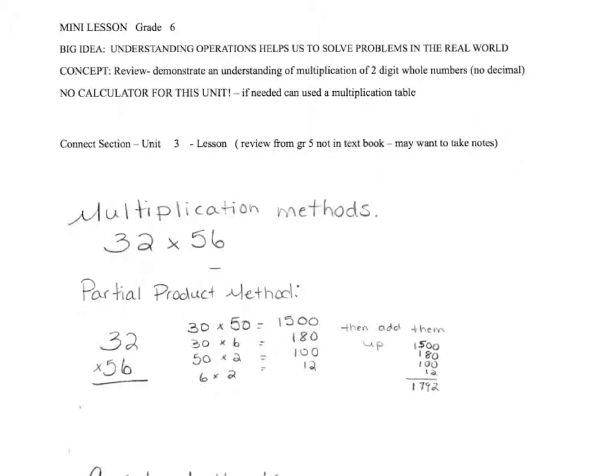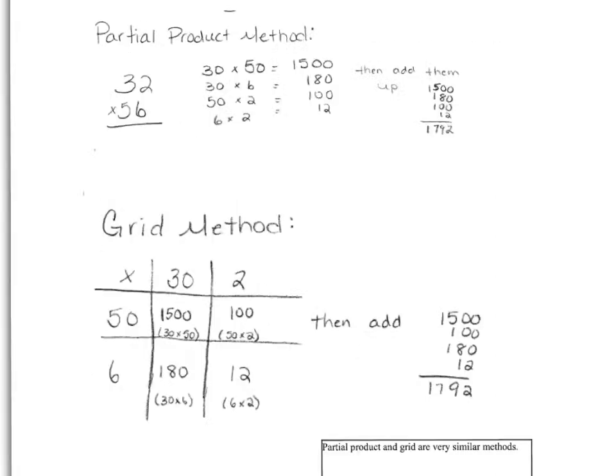All right, we're going to start by reviewing 3 multiplication methods that we talked about in grade 5, or at least if you were in my class in grade 5. We learned the partial product method, which is really like the grid method. And I'll just show you the similarities here. So our question was 32 times 56.